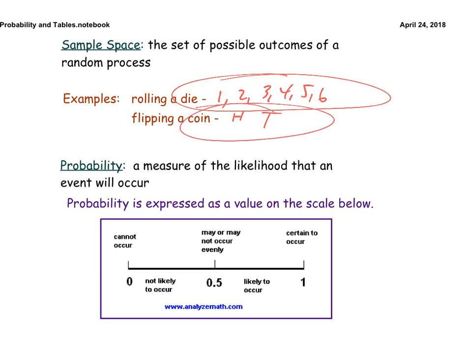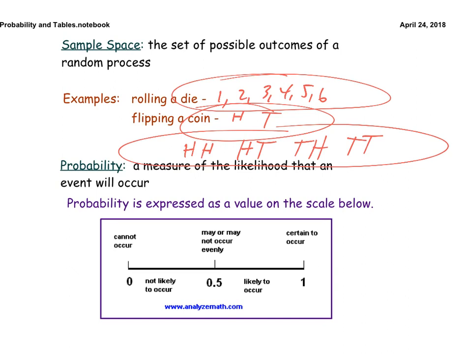So let's say you're flipping a coin twice. Well, you could get heads, heads. You could get heads, tails. You could get tails, heads, or you could get tails, tails. That would be an example of flipping the coin twice and all of the sample space. These are all the outcomes that could happen.